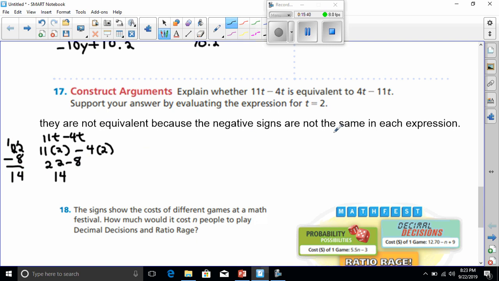All right. Let's see what happens when we use t in our second one. In our second one, we have 4t minus 11t. Well, that's 4 times 2 minus 11 times 2. Well, that's going to be 8 minus 22. That does not equal the same thing. Actually, that's going to give us the inverse of our first one, negative 14. Because we have the big number minus the small number, but we're keeping the sign of the big number, so that's negative. And that's why these two do not equal each other.